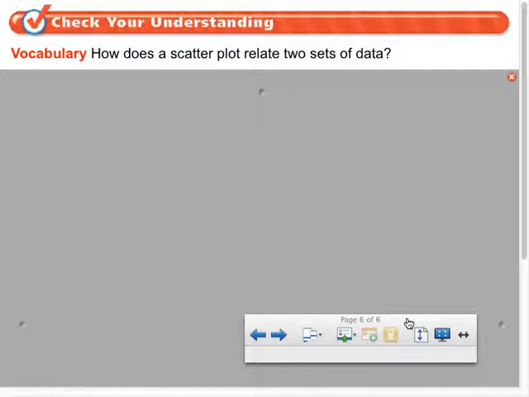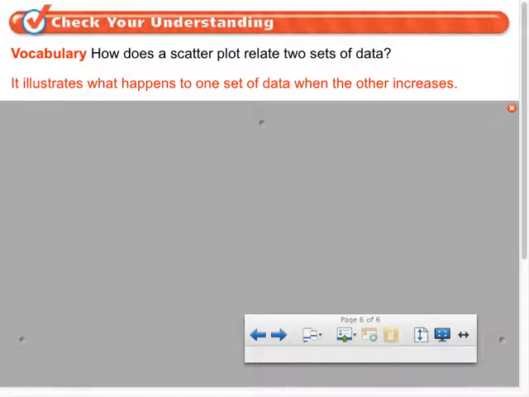How does a scatter plot relate to sets of data? We're almost done. It lets us know if we have either a positive or negative trend. I feel like that's a better answer than what the book says. It lets you know what happens when one of the data sets increase. Do they both increase, or does one increase and one decrease? Remember, if they both increase, positive trend. If one is increasing while the other is decreasing, that's a negative trend. And then you obviously talked about no trend.